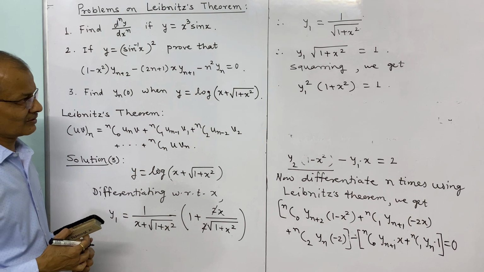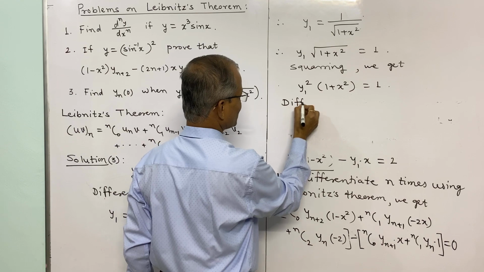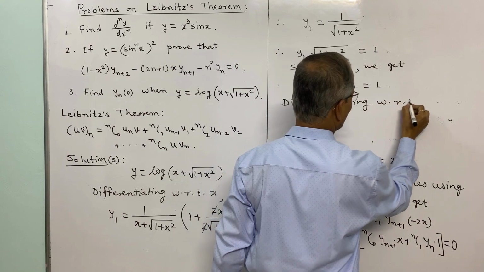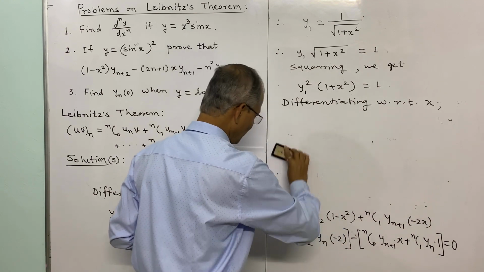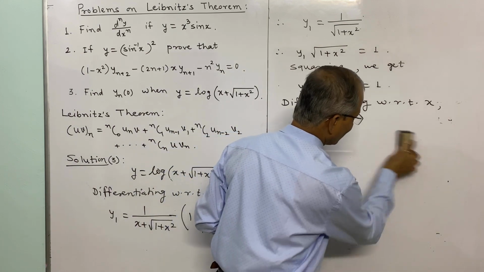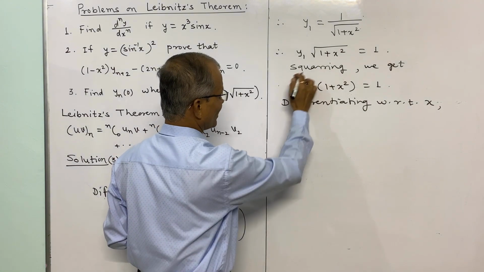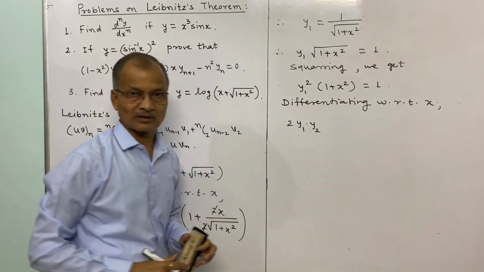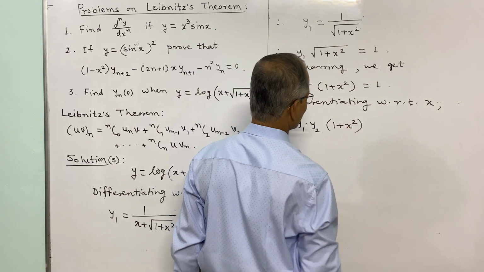Now again differentiate this to get the second derivative. So differentiate the relation, differentiating again with respect to x. So what we will obtain, using the product rule, is the derivative of y1 square. What is the derivative of y1 square? It is the square function, 2 into y1, into the derivative of y1, that is y2. Check it. And this as it is, 1 plus x square.